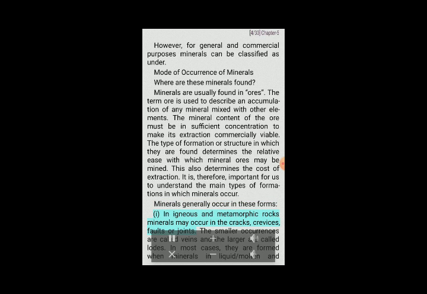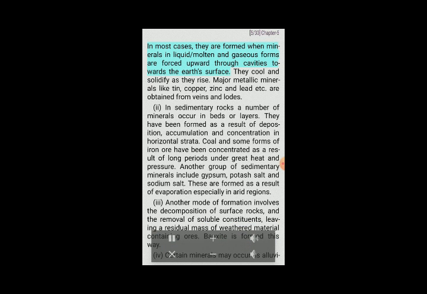Minerals generally occur in these forms. In igneous and metamorphic rocks, minerals may occur in the cracks, crevices, faults or joints. The smaller occurrences are called veins and the larger are called lodes. In most cases, they are formed when minerals in liquid, molten and gaseous forms are forced upward through cavities towards the Earth's surface. They cool and solidify as they rise. Major metallic minerals like tin, copper, zinc and lead etc. are obtained from veins and lodes.